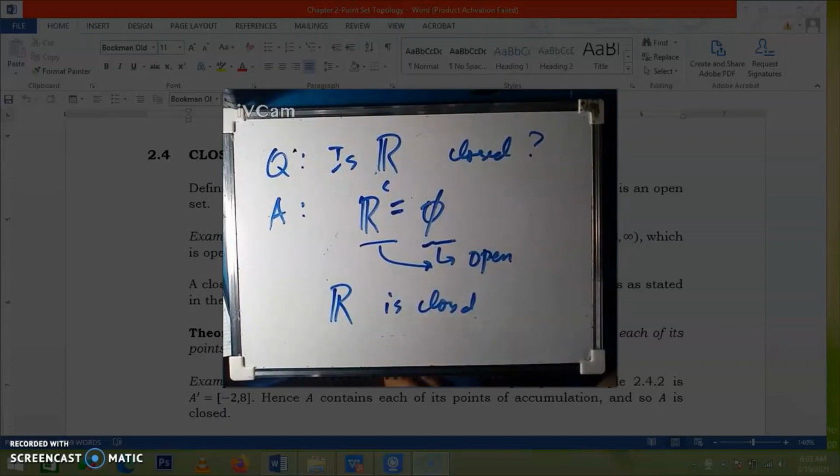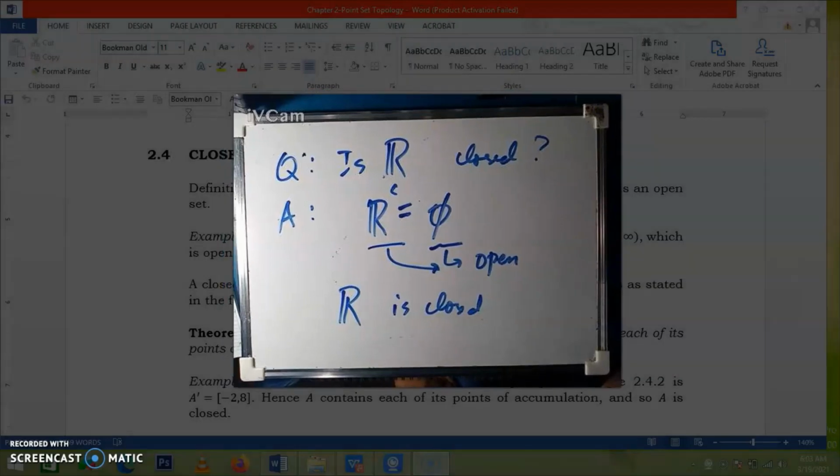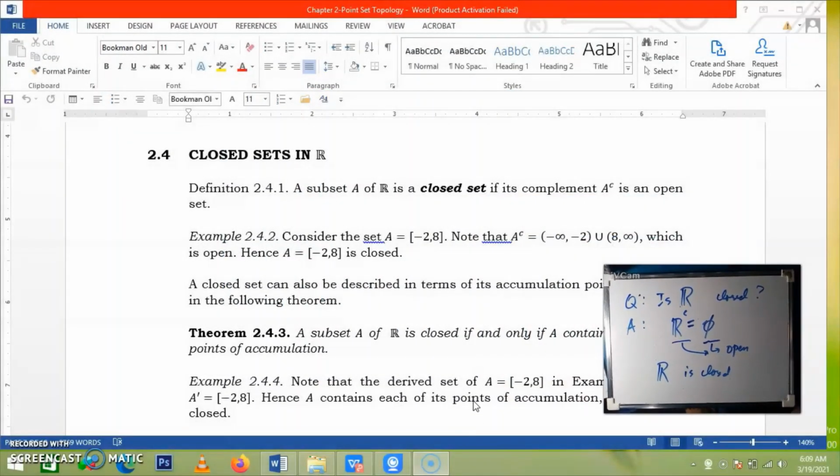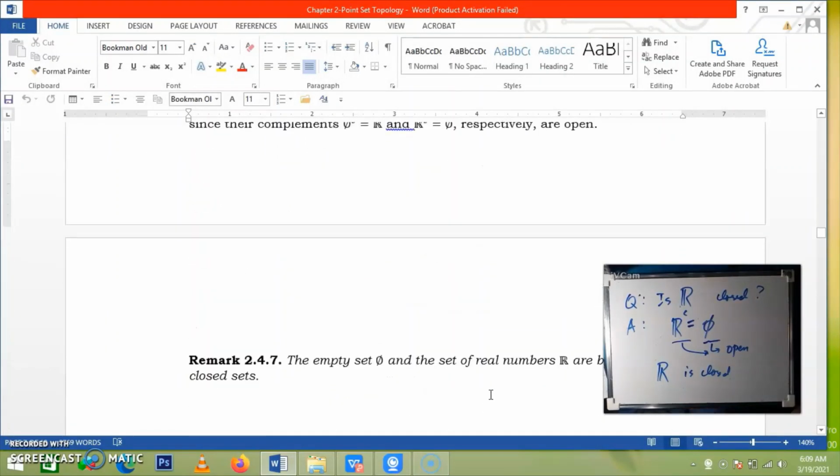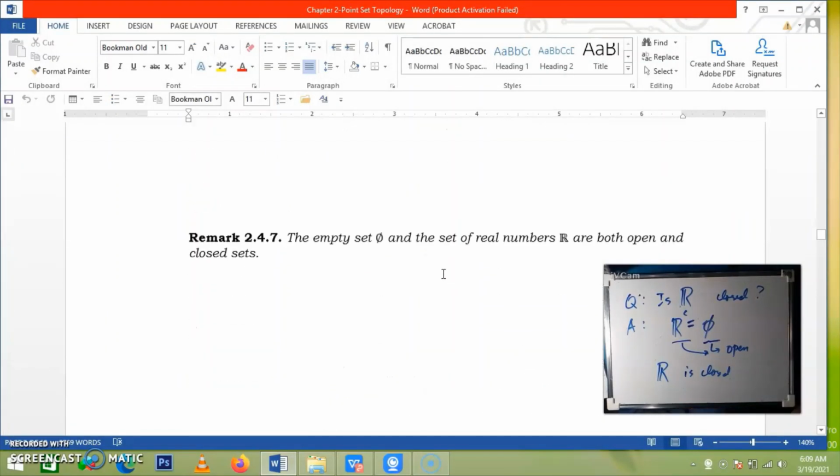Hence, as you observe, the empty set and R are both open and closed sets. So we have here our remark that the empty set and the set of real numbers are both open and closed sets.